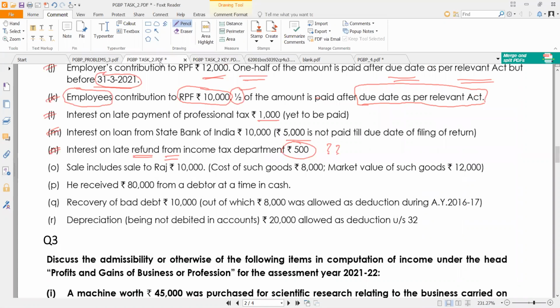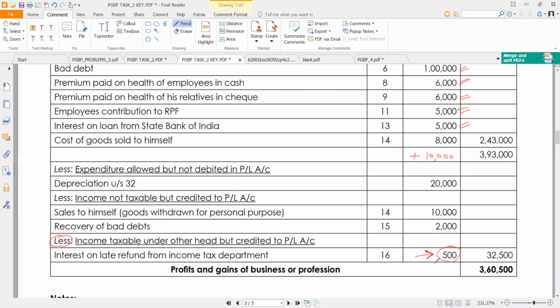Now, some people may think that earlier you said refund of income tax is not at all taxable. Now you are telling it is taxable under income from other sources. No, sir. Remember carefully what we were talking about earlier and what we are talking about now. We are not talking about refund of income tax. We are talking about interest on the refund of income tax. Refund of income tax is not taxable anywhere. But interest on the refund, because the refund usually happens lately, every refund will have some component of interest. That will be taxable, but not under PGBP. That will be taxable under income from other sources. So it has to be reduced here from the profit as per P&L.